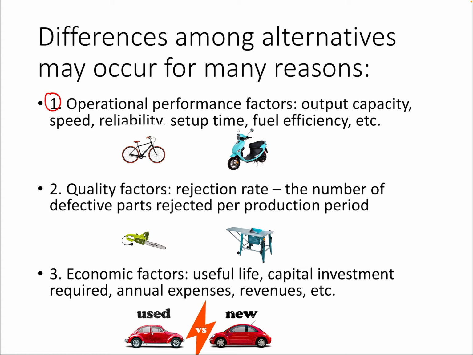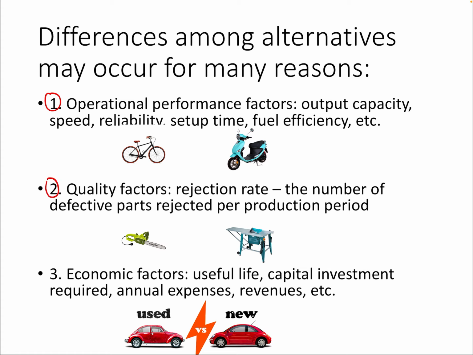Same thing for equipment. Okay, so you also want to think about the output capacity, like how many products they make, and then the efficiency, how much time it costs for each product, and then reliability, which equipment is more reliable, and the setup time, like how much time you need to install that equipment, right? And the fuel efficiency, or if it's equipment, maybe it's electricity efficiency. You want to know which one is more energy saving. So those are the operational performance factors you need to consider.